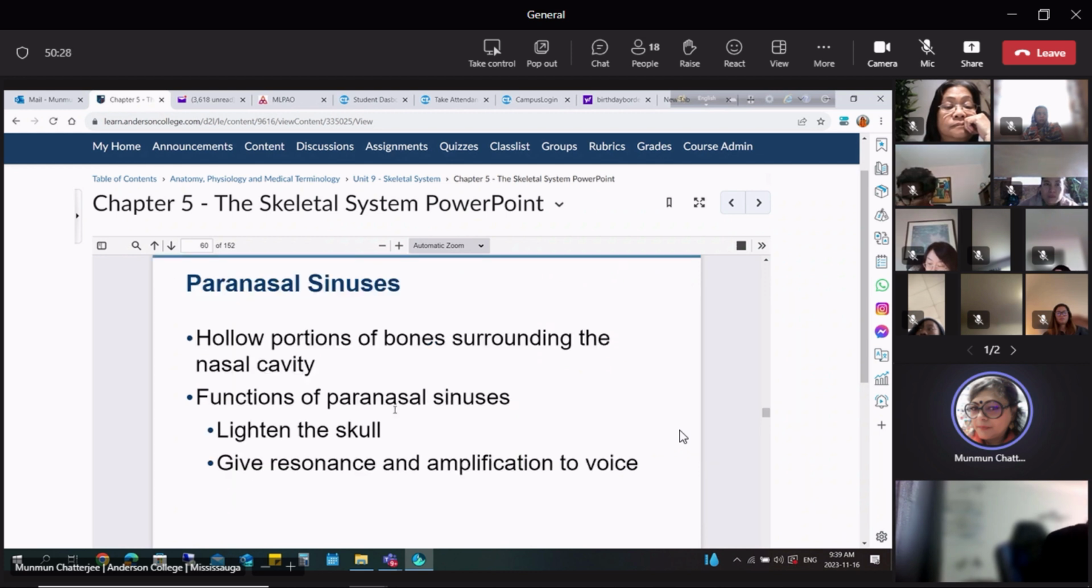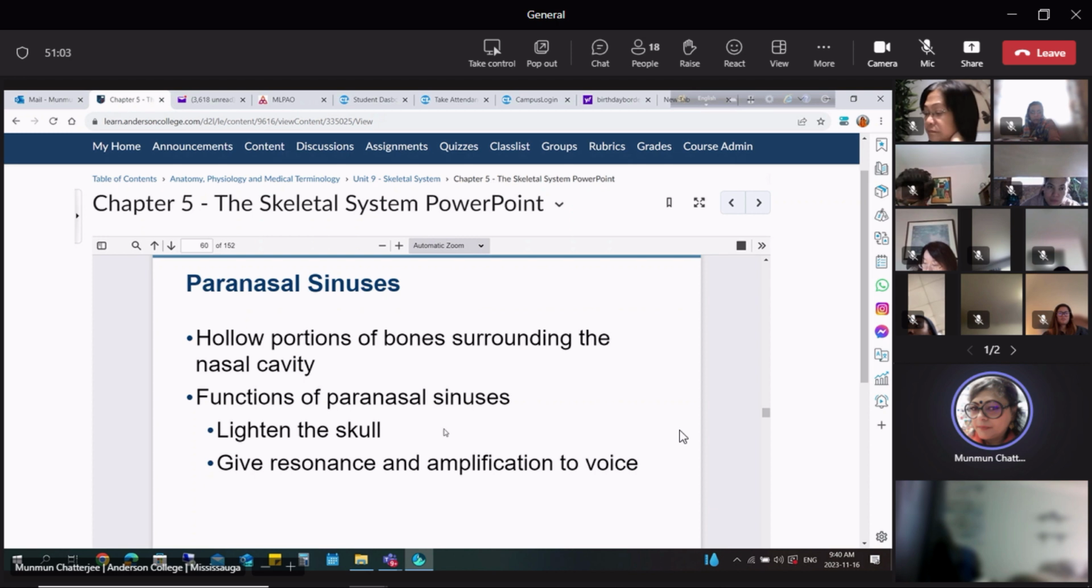So what are the functions of the paranasal sinuses? Hollow means there is nothing inside. So it lightens the skull and gives resonance and amplification of the voice, because when you are breathing and talking, air goes through the larynx and produces sounds. When you have different hollow structures in the nasal cavity area, the air produces different types of resonance so that you can produce different types of voices.